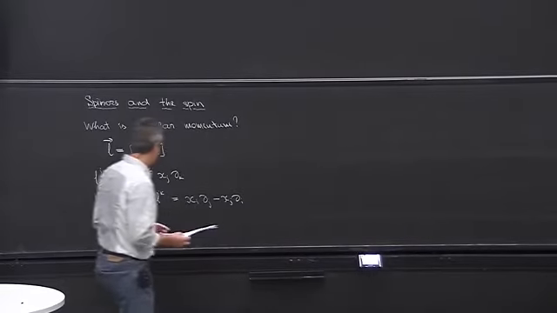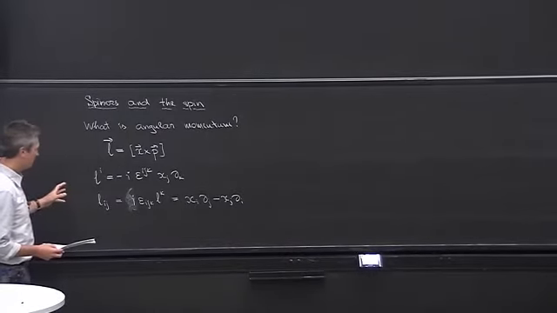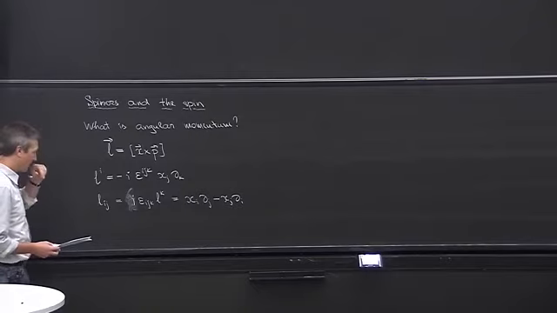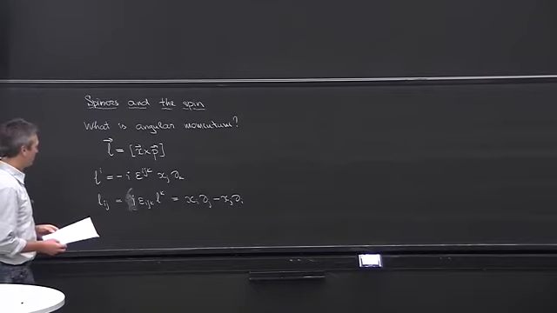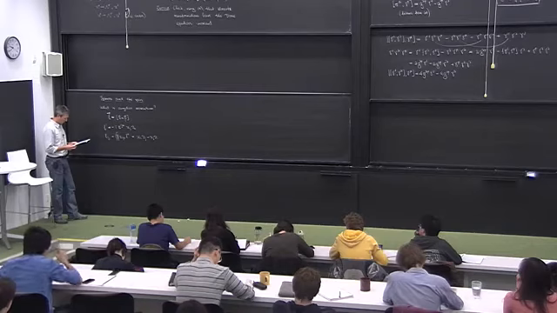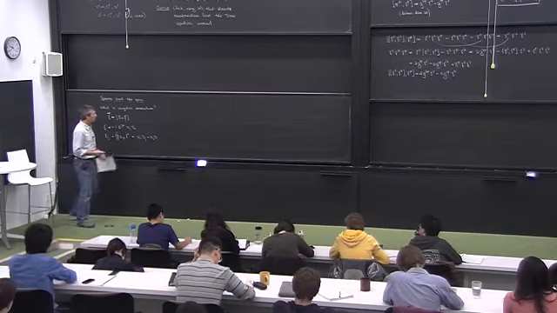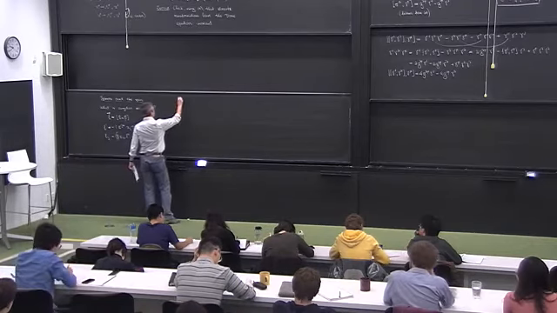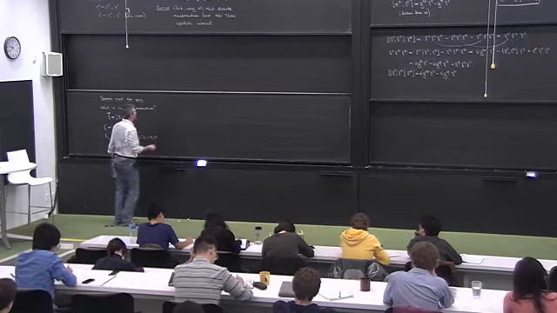So let us see how it arises in field theory. And for that, we will study how Lorentz transformations act on, say, the Klein-Gordon field.